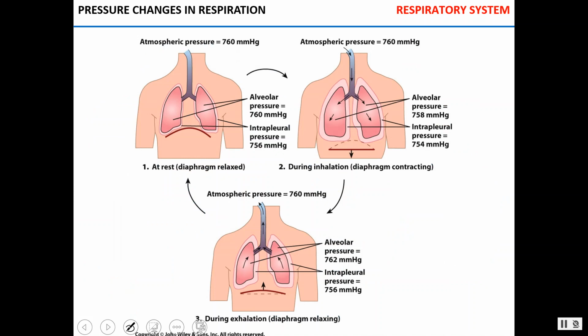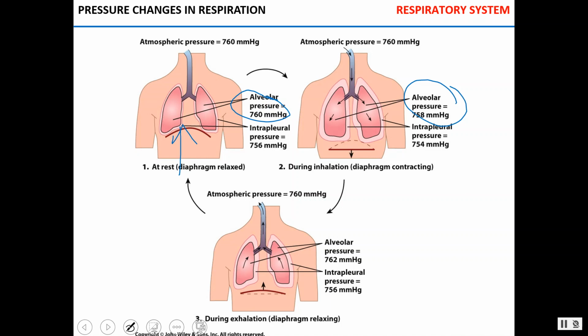So this picture illustrates several pressures that are associated with the lungs. Alveolar pressure, or intrapulmonary pressure, is shown here. It's a pressure in the alveoli. Intrapleural pressure is the pressure in the pleural cavity, and it's always lower than intrapulmonary. So intrapulmonary pressure is higher than intrapleural.